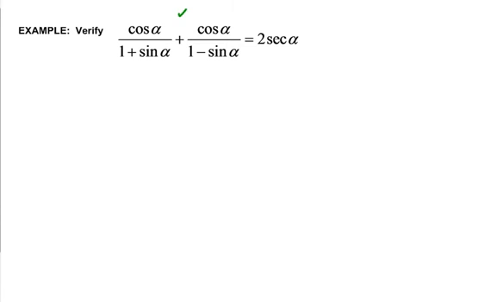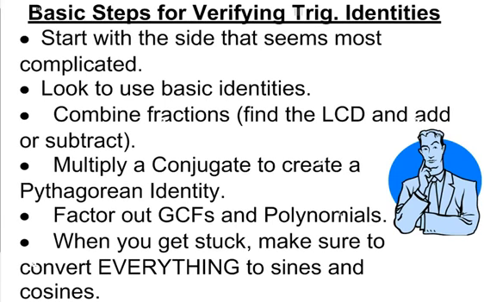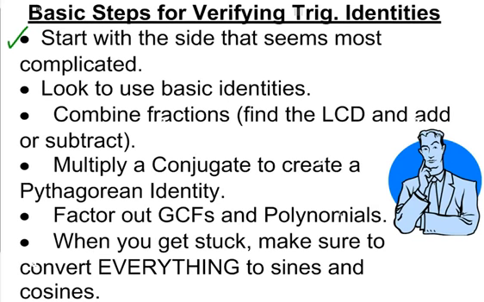Now, going through our list of options as to what we might want to do, we want to start with the side that seems most complicated. We got that done. Look to use basic identities. Well, if you look at this, there aren't really any basic identities there. We have 1 plus sine of alpha and 1 minus sine of alpha. That kind of leads us to believe there might be some Pythagorean identities in play later on down the road, but here we don't really have them as they are. Combining fractions, finding the LCD and adding or subtracting, is something that we could definitely do in this problem. So we're going to go ahead and try that.